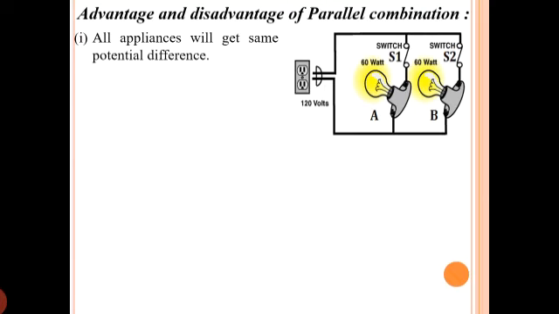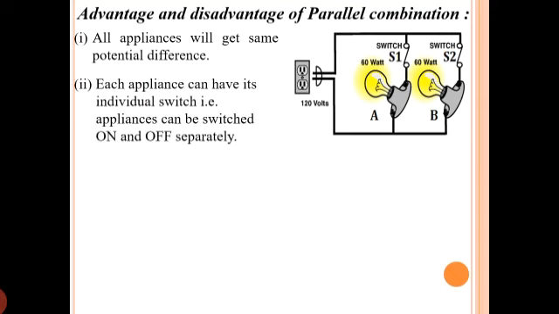When appliances are made, they are made so that they can work with a potential difference of 220 volt in India. So if the power supply is 220 volt, all the appliances should work with 220 volt, and that is only possible if they are connected in parallel. So very first, in parallel, all the appliances will get the same potential difference. So it is an advantage.